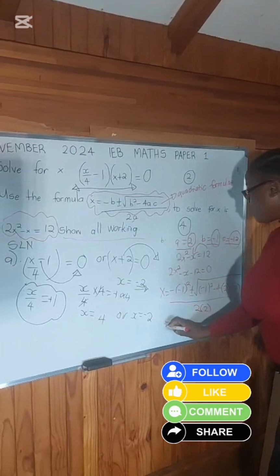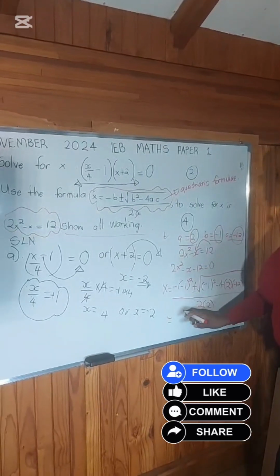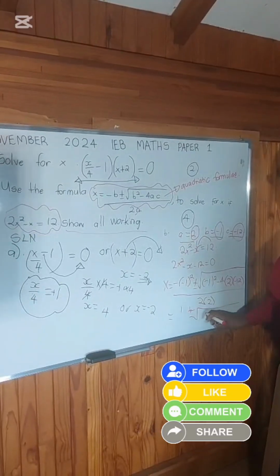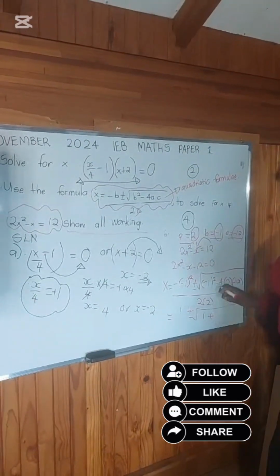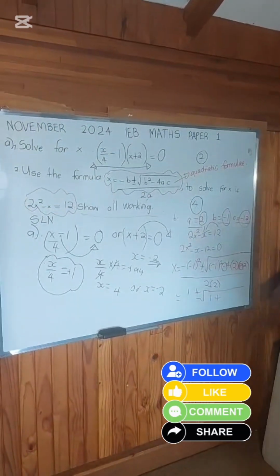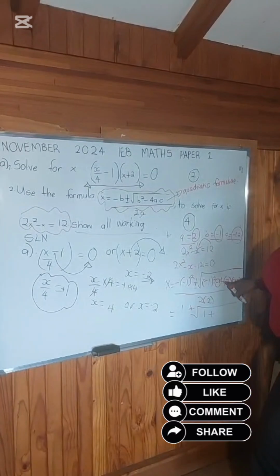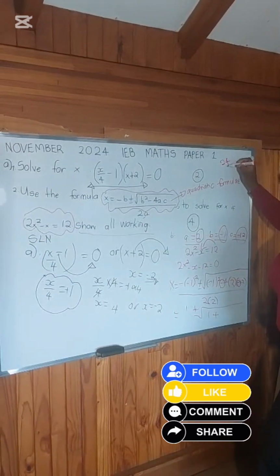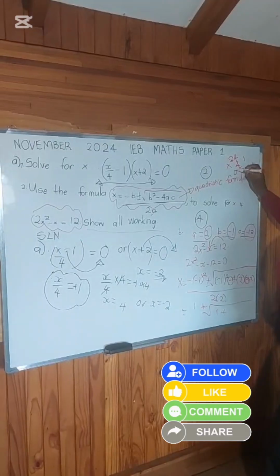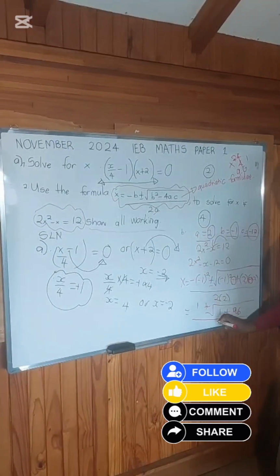So after we solve, we are going to get 1 plus or minus the square root of 1 plus, because this negative and that negative is going to give us a positive. So this is 12 times 2, which is 24, and then 24 times 4, which will give us 96. So 1 plus 96, all over 4.